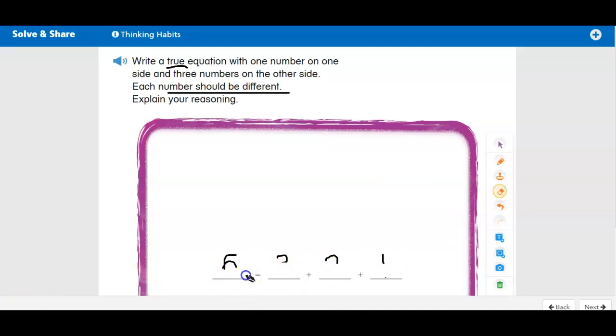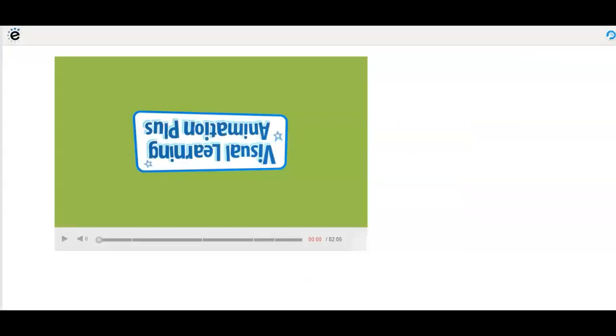So now I want you to write your own true equation. If you want, you can use my number of 6 and use three different numbers to add it together. Or you can use any number. Just make sure you use three different numbers to add together to make your number here. Now let's watch our animated video to help us follow the top of our workbook page 238.